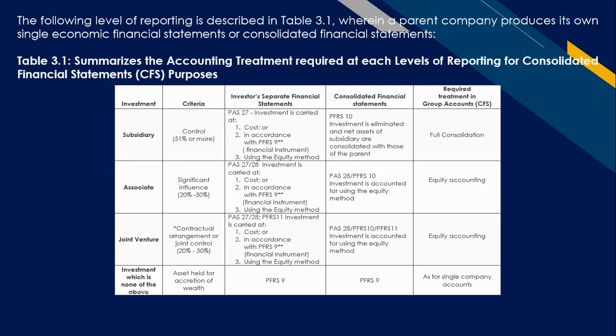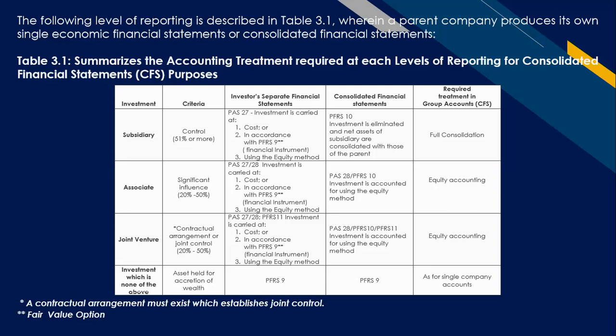Now, if the investment is a joint venture, the criteria is contractual arrangement or joint control, though it may be 20 to 50% investment rate, just like the investment in an associate. Then PAS 27 and 28, PFRS 11: investment is carried at cost or in accordance with PFRS 9 financial instrument using the equity method. Then we have PAS 28, PFRS 10 or PFRS 11: investments accounted for using the equity method, and it's still equity accounting.